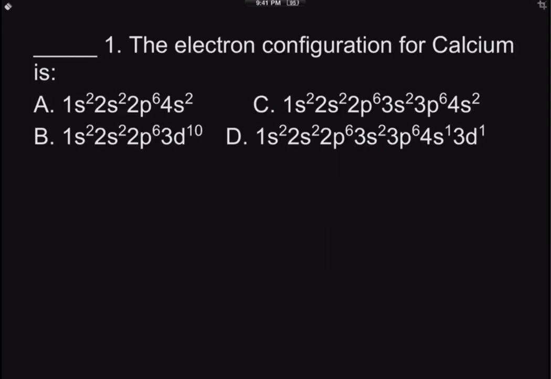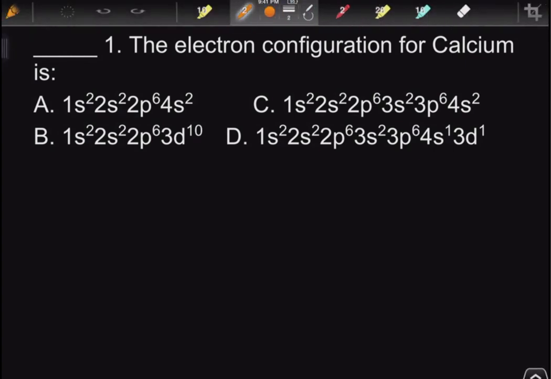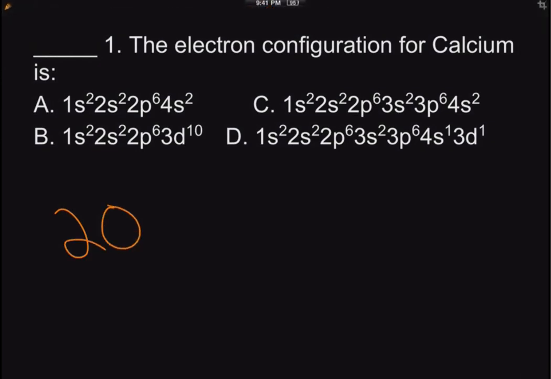Which of these is the electron configuration for calcium? You have to remember that calcium, first of all, is element number 20. So you're looking for one of these configurations that has 20 electrons. And then the second part is which of these has those 20 electrons in the right order.